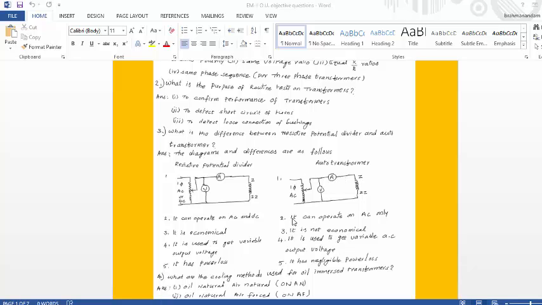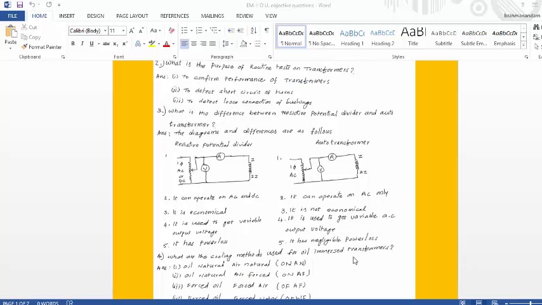Coming to the auto transformer, second point, it can operate on AC only. Third point, it is not economical. Fourth point, it is used to get variable AC output voltage. Fifth point, it has a negligible power loss.